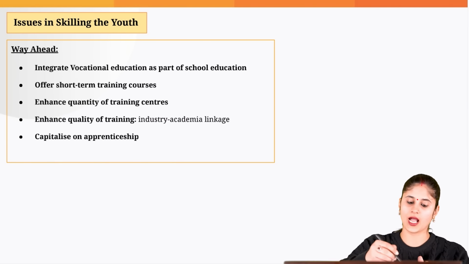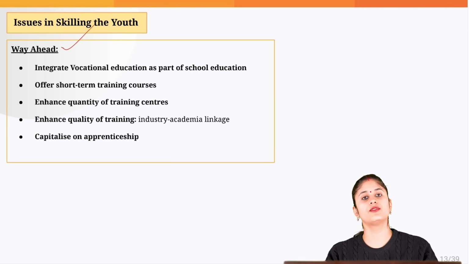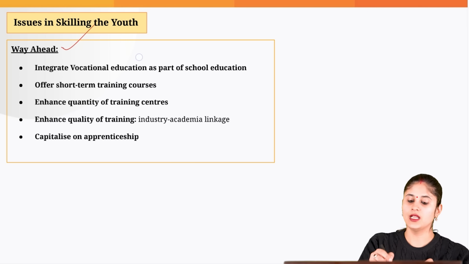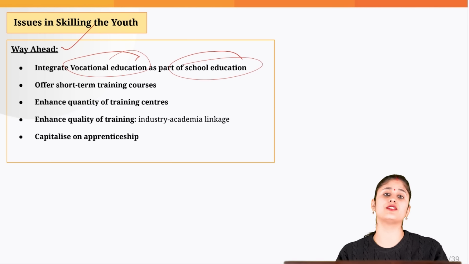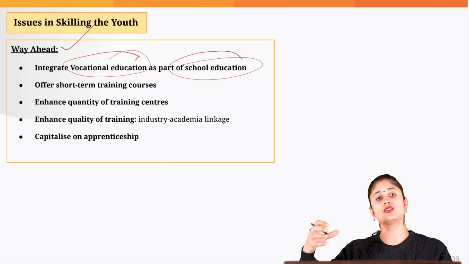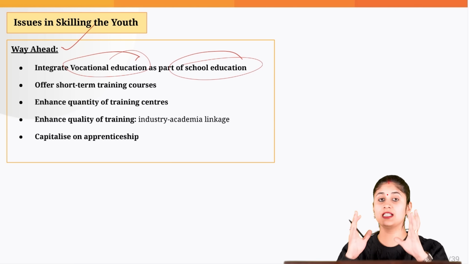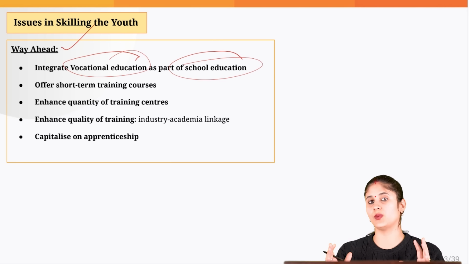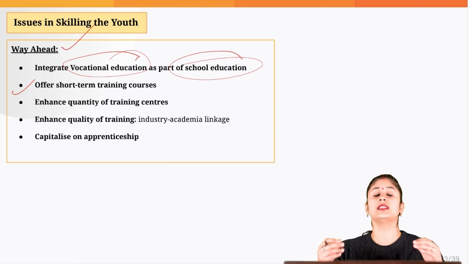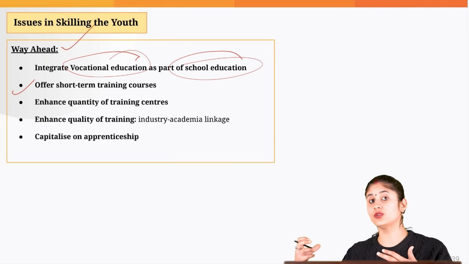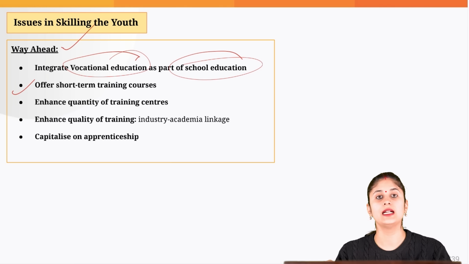So what needs to be done? How can we improve the situation? First and foremost, you need to integrate vocational education as a part of school education. This is being done in the state of Maharashtra. This needs to be emulated in other states also, especially for classes 11th and 12th. Then you should offer short-term training courses. This would incentivize the people belonging to the poor segment to come and do the skill training.